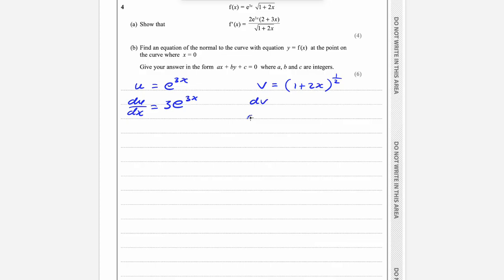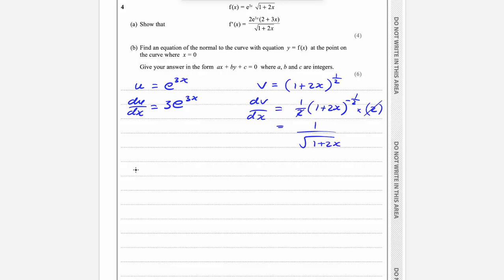dv dx is equal to a half times this to the negative a half, subtract 1. So multiply by the power, subtract 1 from the power. But chain rule, I have to multiply by 2. Now that 2 is going to cancel nicely with that 2. So we're just left with this. And this, guys, is 1 over the square root of 1 plus 2x.